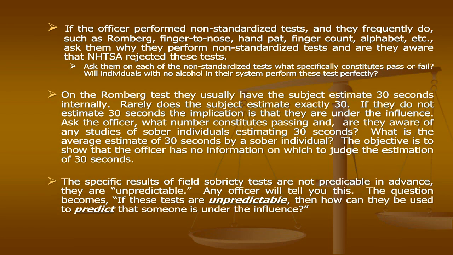On the Romberg test, for example, they usually have the subject estimate 30 seconds. Rarely does the subject estimate exactly 30 seconds. If they do not estimate 30 seconds, the implication is that they are under the influence. Ask the officer what number constitutes passing, and in the CHP manual, that's plus or minus 5 seconds, by the way. And are they aware of any studies of sober individuals estimating 30 seconds? What is the average estimate of 30 seconds by sober individuals? Obviously, the objective here is to show that the officer has no information on which to judge the estimation of 30 seconds.